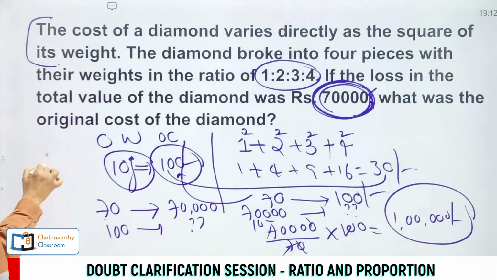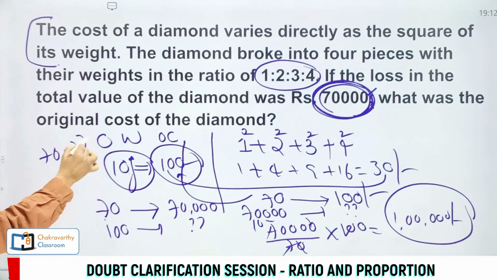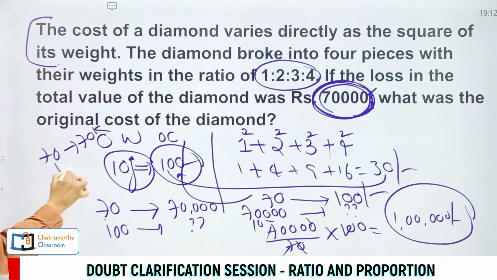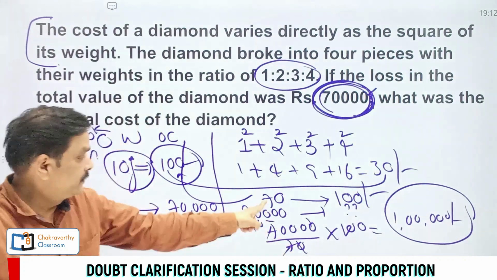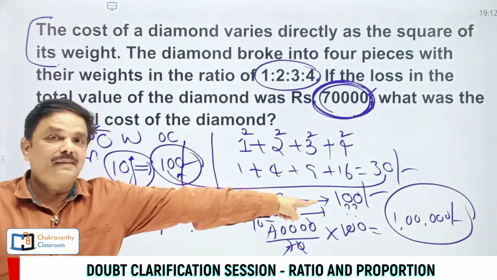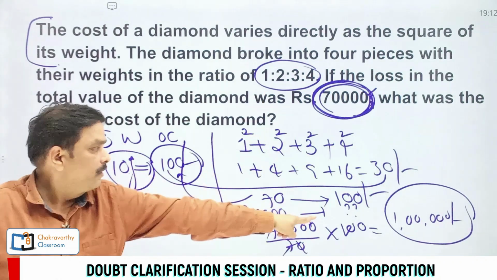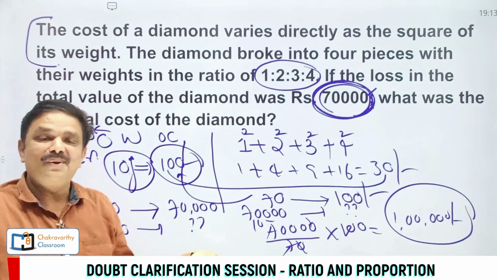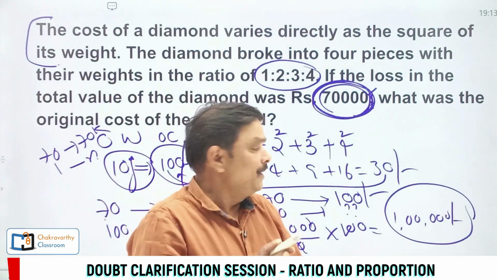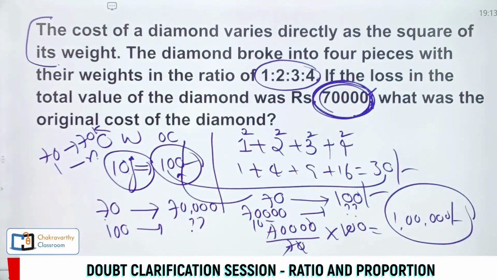What is that one? When 70 is equal to 70,000, 1 is equal to how much? Then you get one value. That value into 100 you will get the answer. In any way you want you can do, but this is the direct way. 70 is loss, original was 100. Then 70,000 loss, original is how much? Simply you can do the question. Got the idea? Now similarly, you just try to do the next problem.